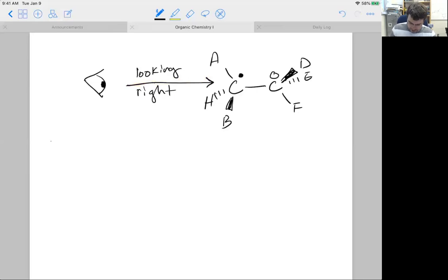So now we draw the dot and circle with the vertical groups.